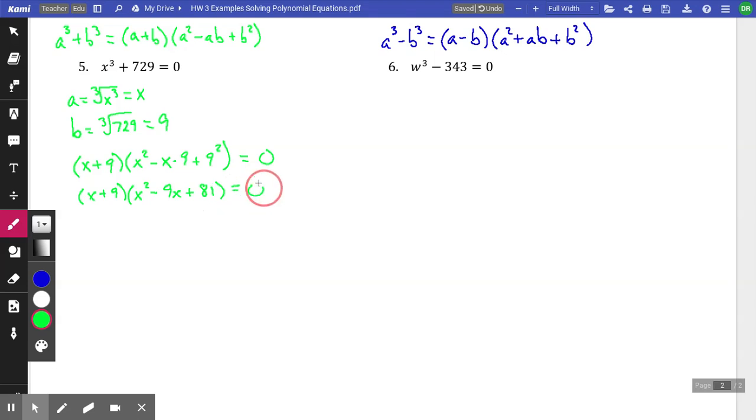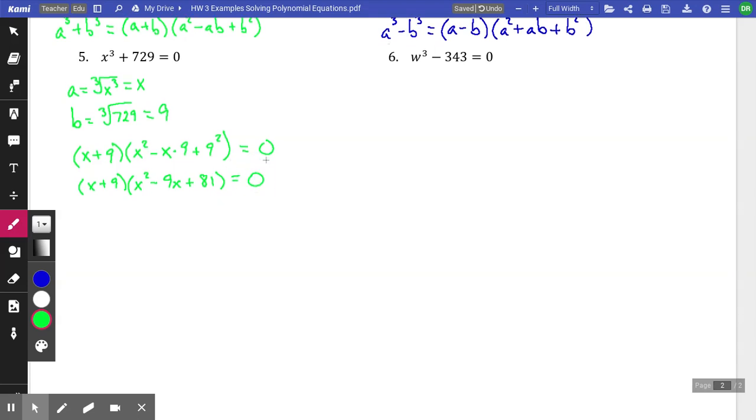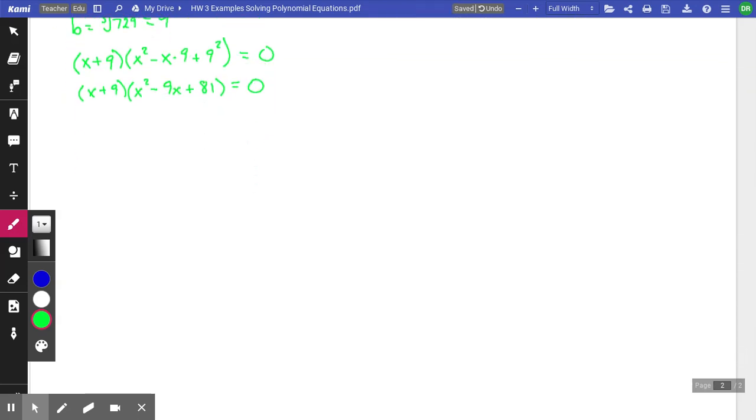Okay, if you can get this far, there's not much left to do other than solve, and it's going to use some pretty familiar techniques here, so that's a good thing. We'll take our first factor, x plus 9, and say that can equal 0. We'll take our trinomial here, x squared minus 9x plus 81, and say that equals 0.